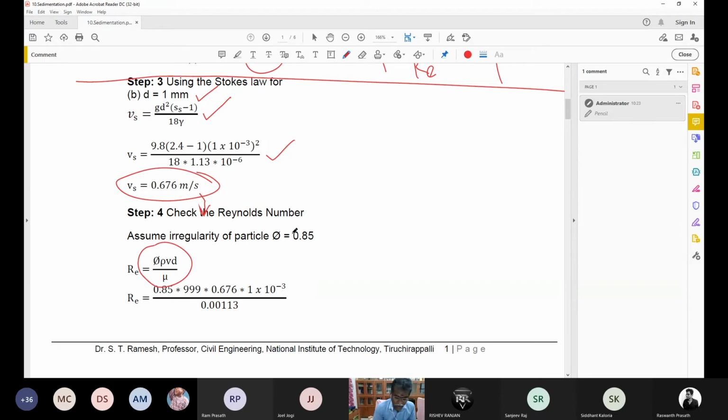You can use this formula. Because of the bigger particle, I have introduced one shape factor. Please make a note of it. Otherwise, you need not; you can mention it or not, it doesn't matter, because it's bigger size. Assume the particles are non-spherical in nature. Thereby, I have used one irregularity factor phi as 0.85. For a UG level, you need not mention 0.85 also. You can directly calculate in the previous step.